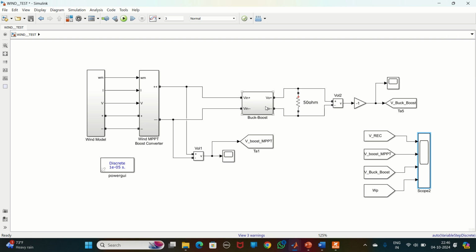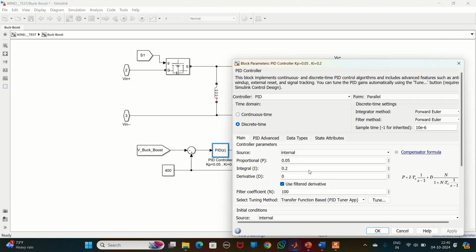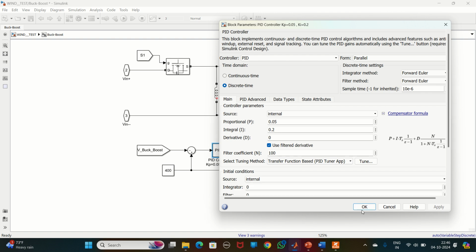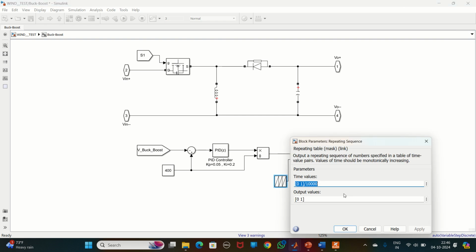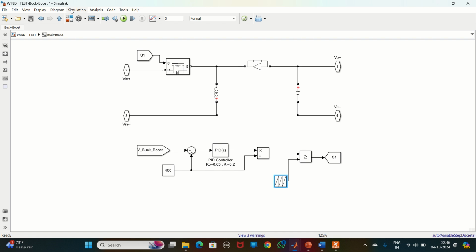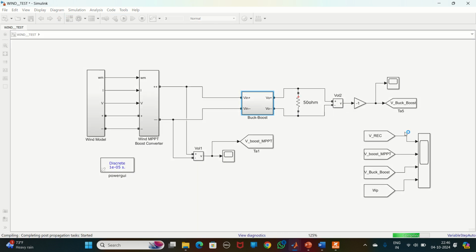So how to do this one? Go to the PID controller. How to design the PID controller? Select discrete mode, then your sampling time, then your PI values: P 0.05 and integration 0.2. Here mainly you have to remember this thing. And second is the switching frequency we have maintained here. Here we have maintained a switching frequency of 10,000. If you try to change this one, you may not get the result, may or may not.